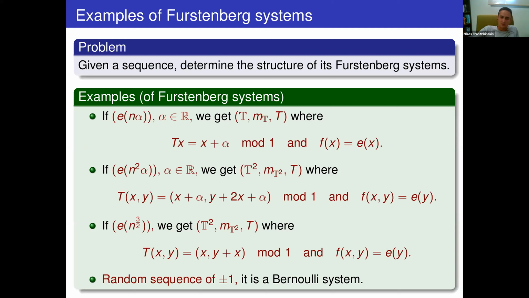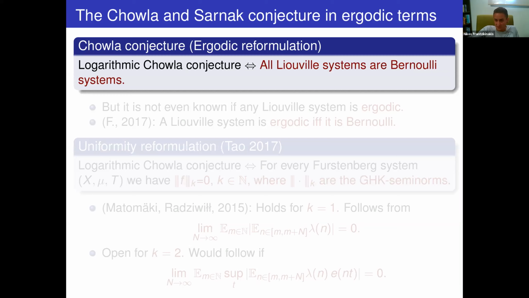Now, let's go back to our multiplicative function, which is the Liouville function. Of course, we expect it to be very random, so it is very natural to expect that the Furstenberg systems of the Liouville function are Bernoulli systems, because they're supposed to be random. This fact is easily shown to be equivalent to the logarithmic Chowla conjecture, okay? So there is no obvious advantage in working in this direction. You just reformulated the hard problem into another hard one, okay?